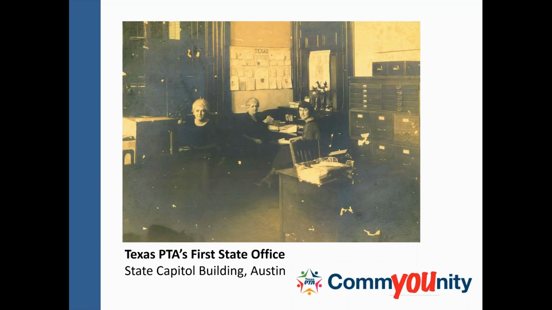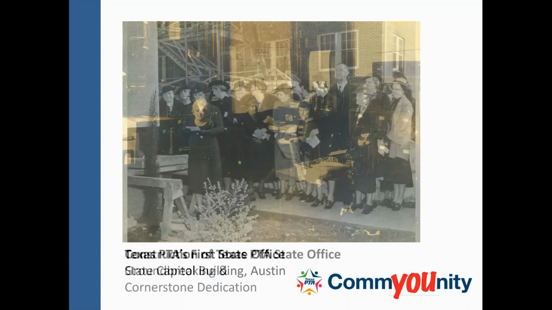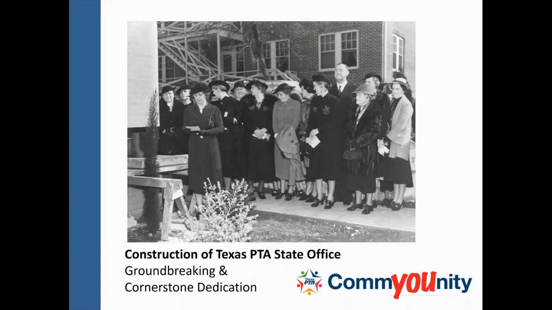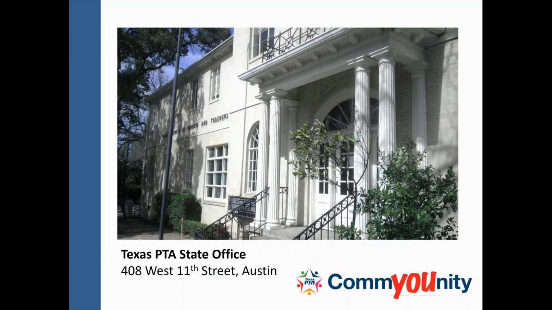Our history of advocacy goes back to our very beginning. Texas PTA's first state offices were located inside the state capitol building here in Austin. Texas PTA was also the first state PTA to have its own permanent office, which was built in 1937 just 2 blocks west of the Capitol. That became our home for nearly 75 years at 408 West 11th Street.